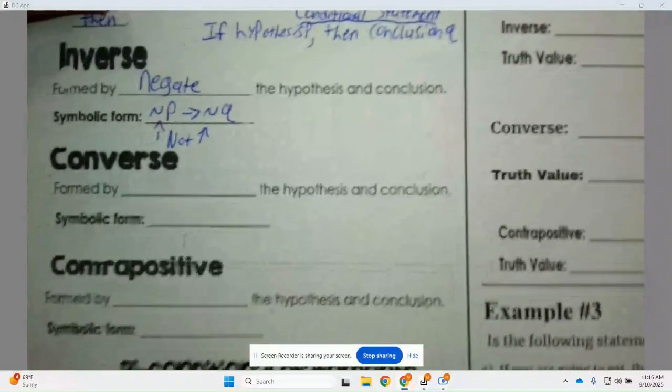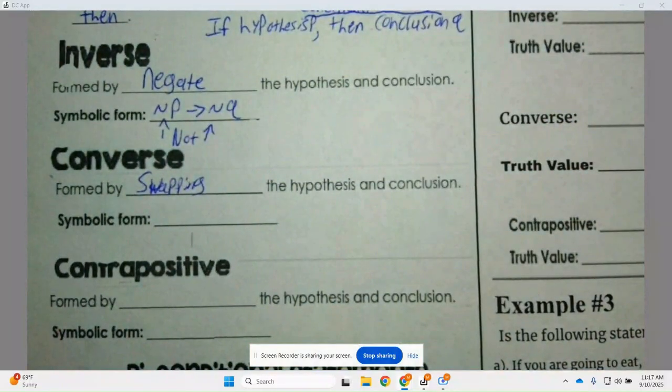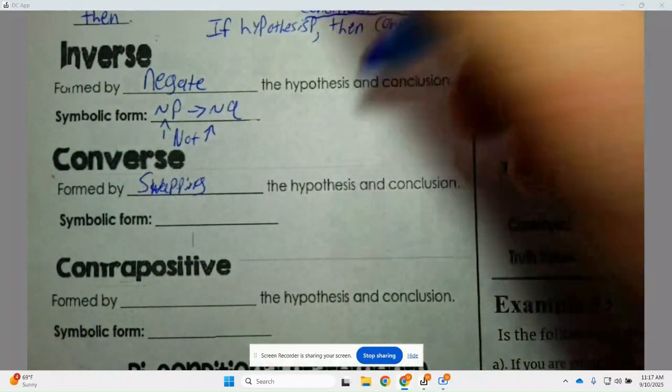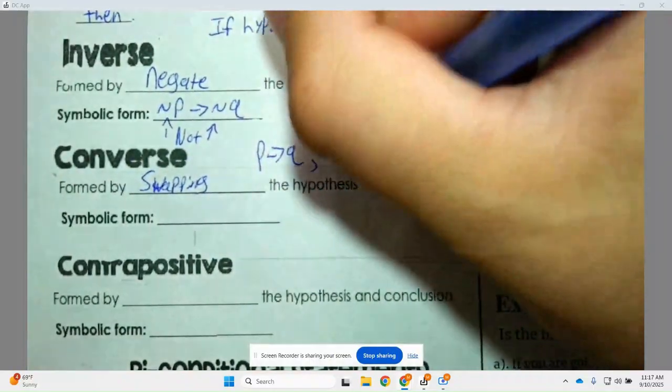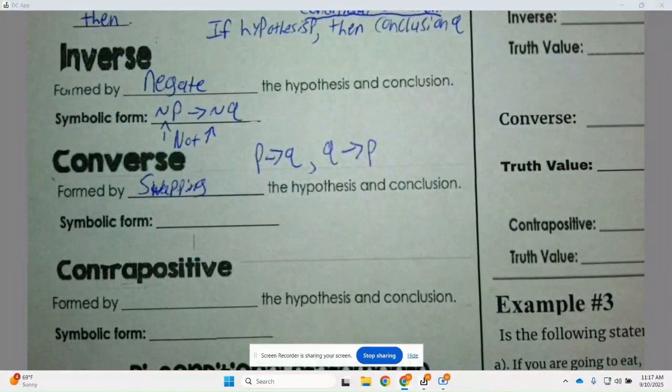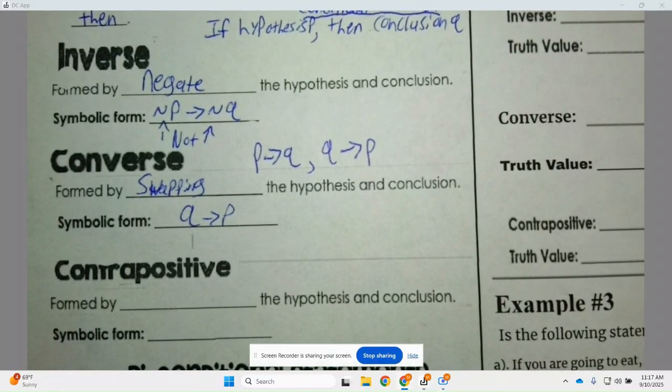Another thing we can do is find something called the converse. The converse is formed by swapping the hypothesis and my conclusion. I'm going to swap the order. So instead of having P goes to Q, instead I'm going to have my conclusion Q go to P. All I've done is swapped the order. And so the symbolic form of this is Q goes to P. We swap the order of the hypothesis and the conclusion.